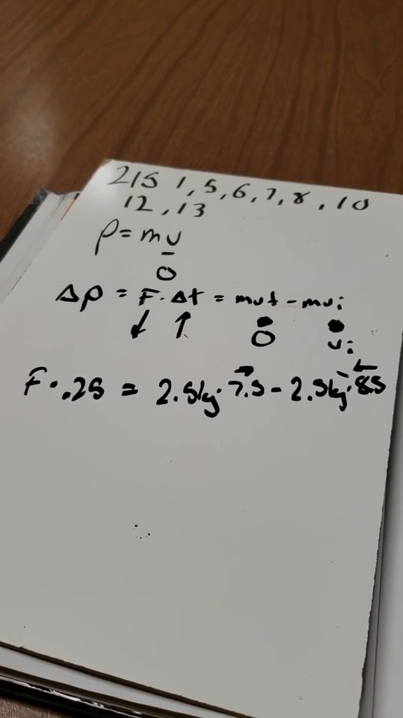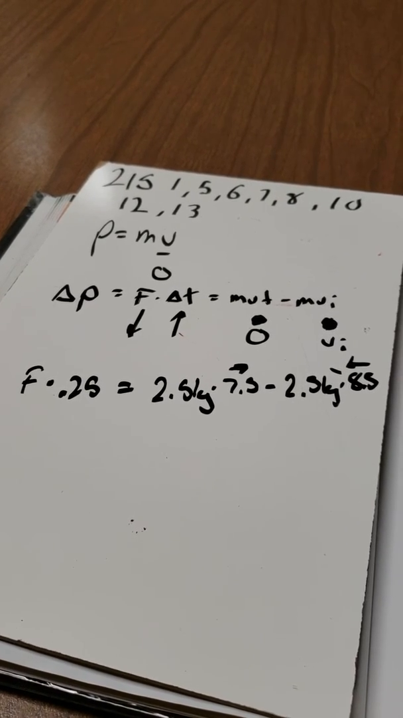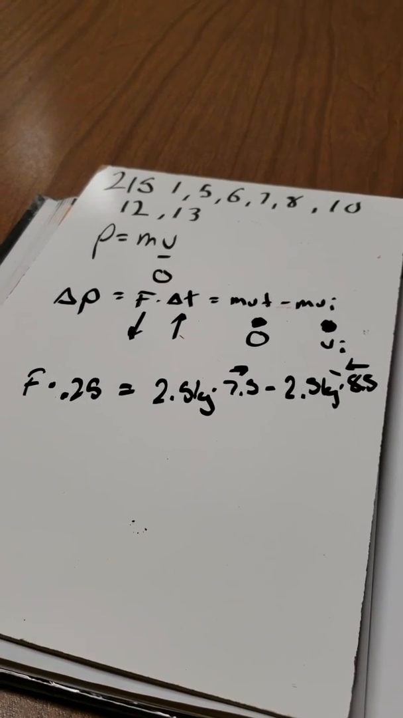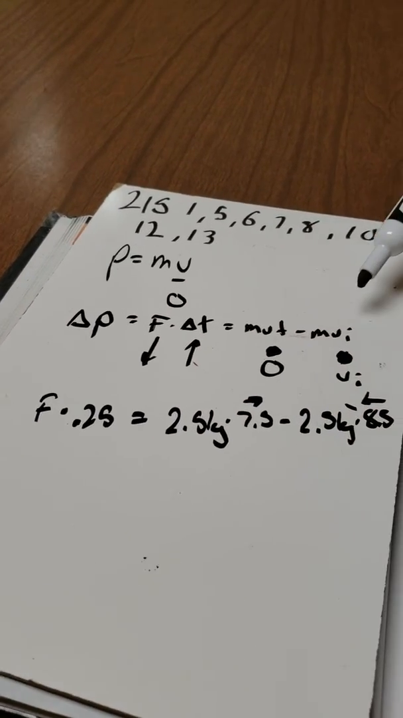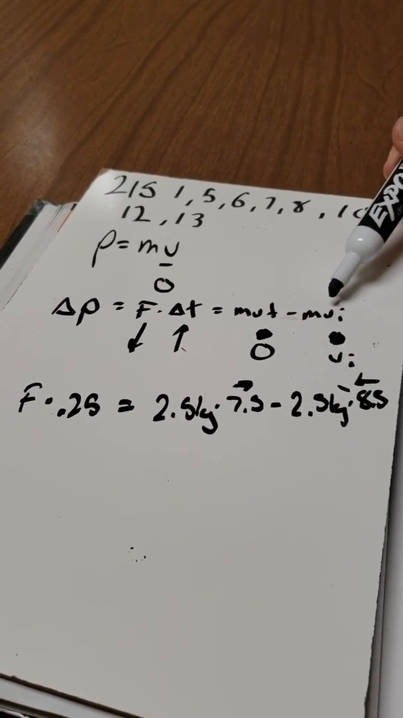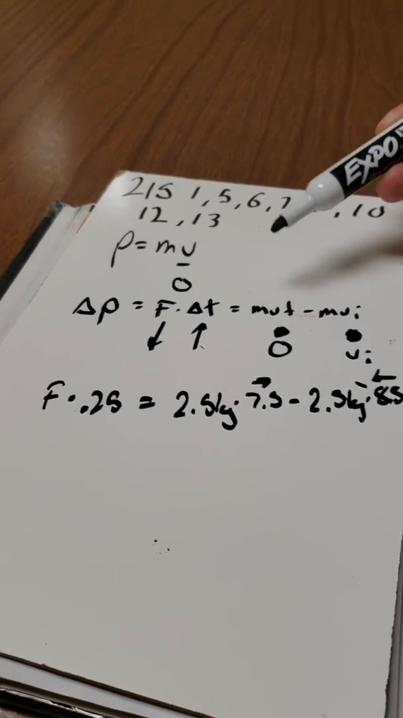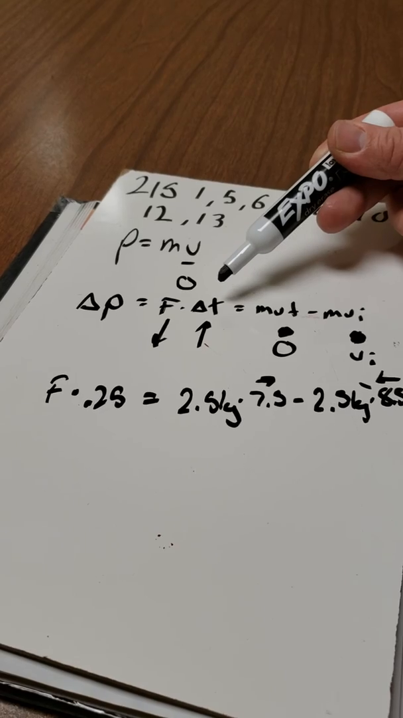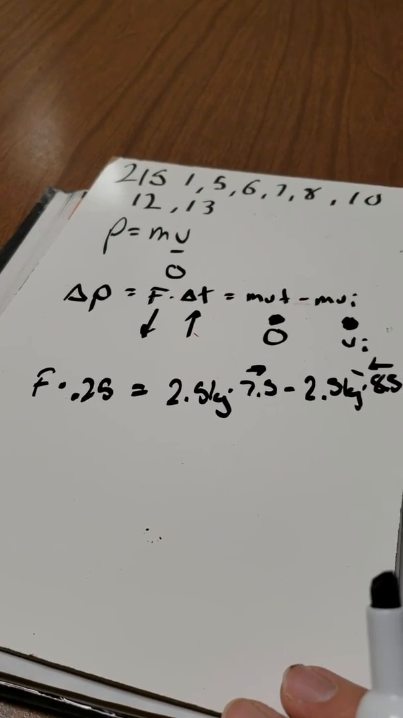Number 13: a football punter accelerates a 0.55 kilogram football from rest to a speed of 8 meters per second in 0.25 seconds. What's the force? You're going to use this exact same equation. You're going to say that from rest, vi is 0, the vf is 8 meters per second, and the time is a quarter of a second. Find the force, and you'll solve that one out. And that's enough for this recording.